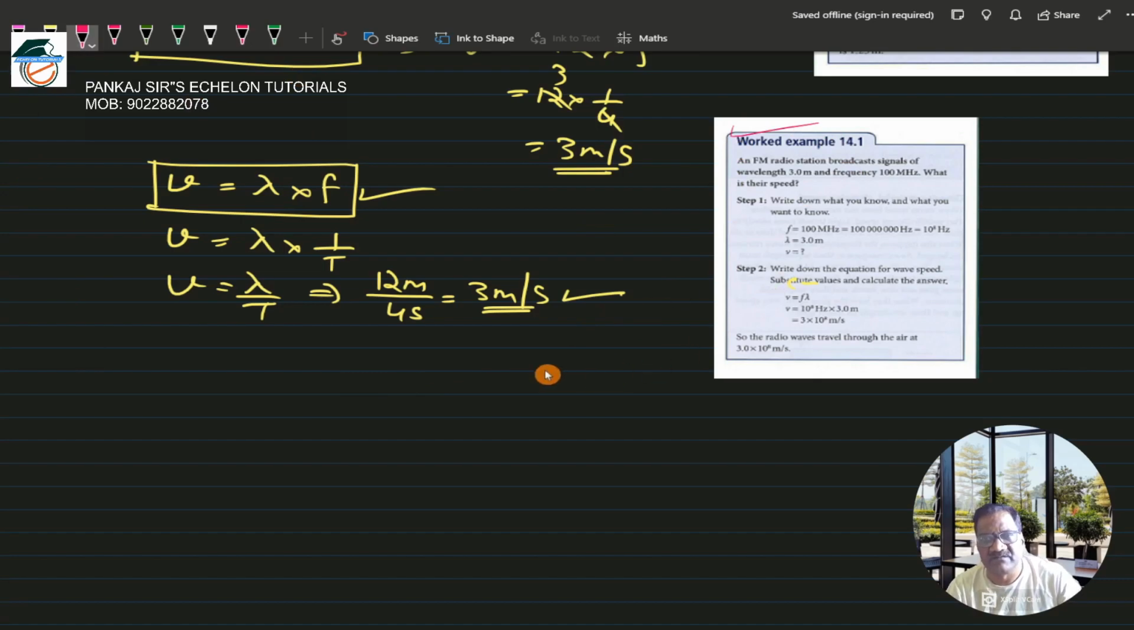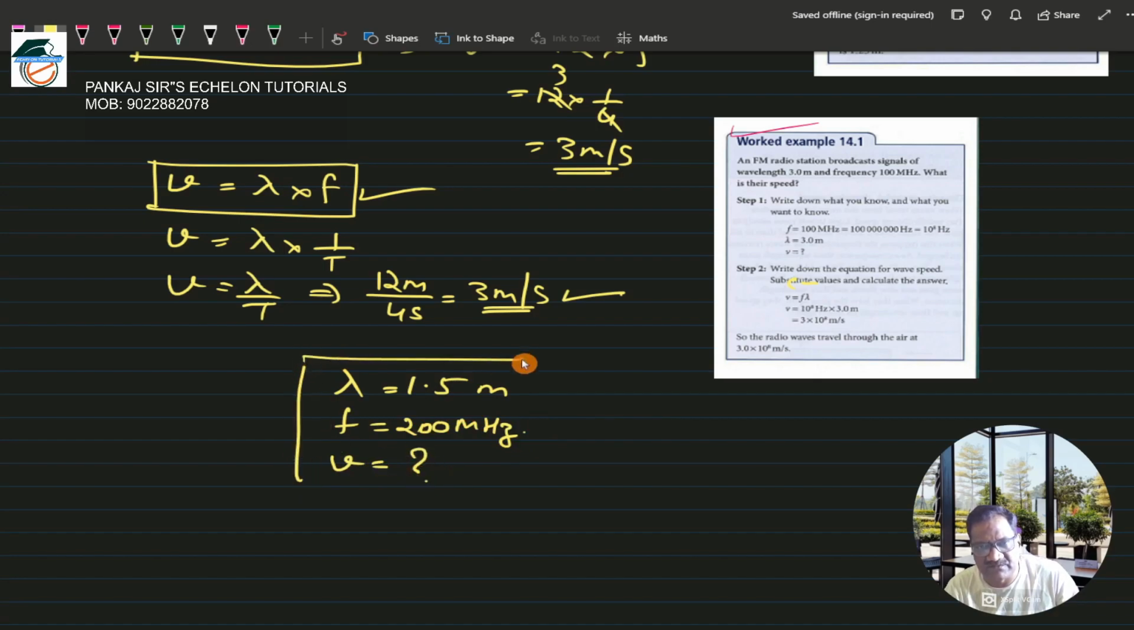So it says that an FM radio station is broadcasting a signal whose wavelength is 1.5 meters, right? And the frequency of this particular signal is 200 megahertz. What is the speed? So what is the velocity of this wave? This is the question.